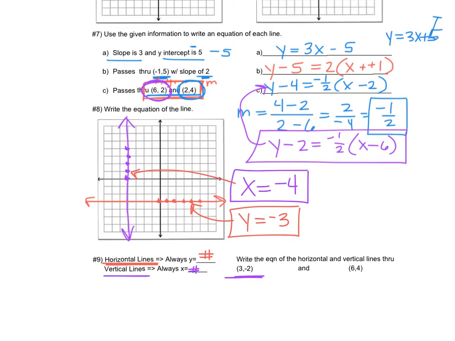So if I were to put a horizontal and vertical line through those 2 points, my vertical line would be x equals 3, because my x value is 3, and my horizontal line would be y equals negative 2. Okay, so what would the 2 equations be for 6, 4? X equals 6 would be what kind of line? Vertical, right? And then y equals 4 would be what kind of line? Horizontal, okay?